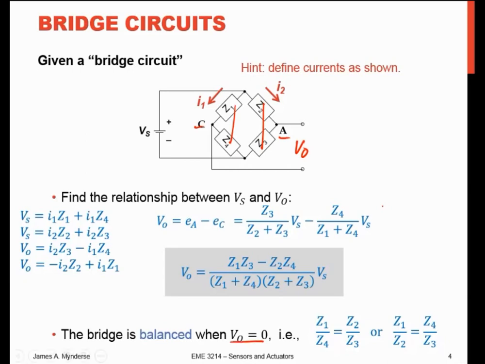Our V0 is 0. I can rearrange this algebraically to get those ratios the same there. It's convenient typically to just make all of the resistors about the same, but there are sometimes times when you won't do that.